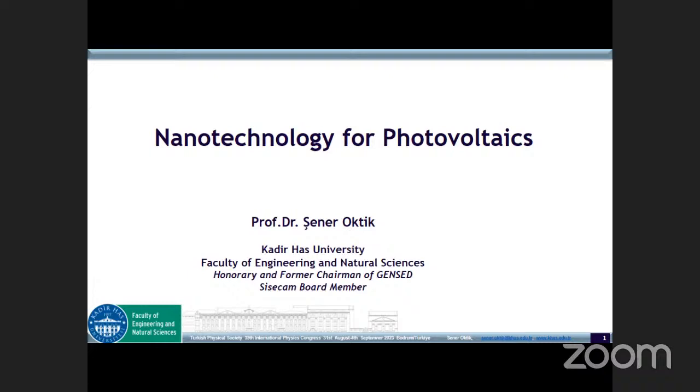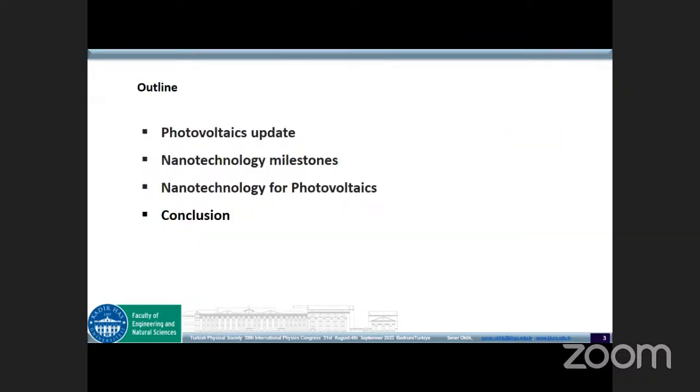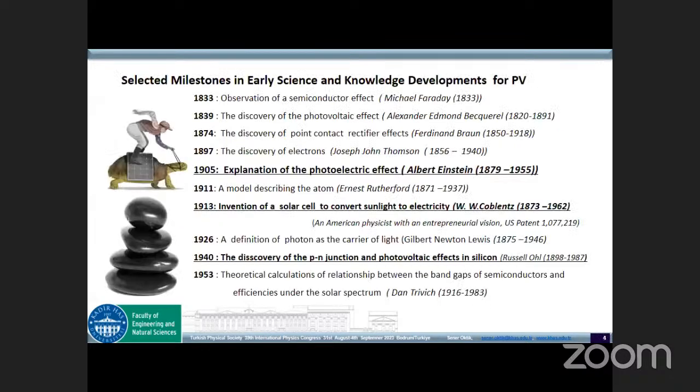I'll be talking about the nanotechnology for photovoltaics. We have been hearing lots of different concepts related to nanotechnology. And probably some of you know photovoltaics deep enough, but I'll go a little through it as an exercise. This is my disclaimer. Please do not take everything in the slides as absolutely correct. These are the things I can collect so far. I'll have the photovoltaic update.